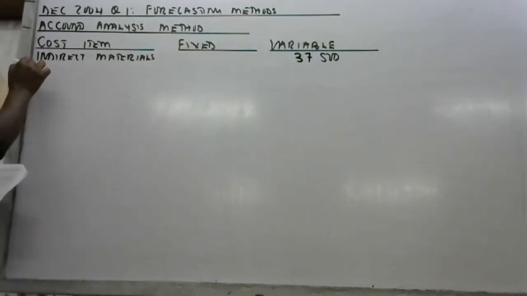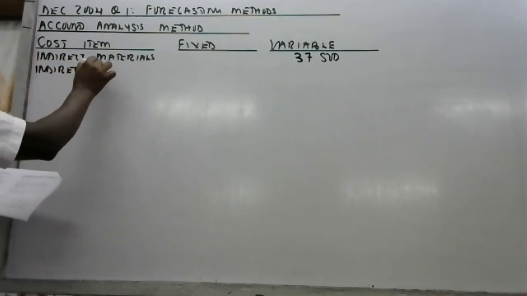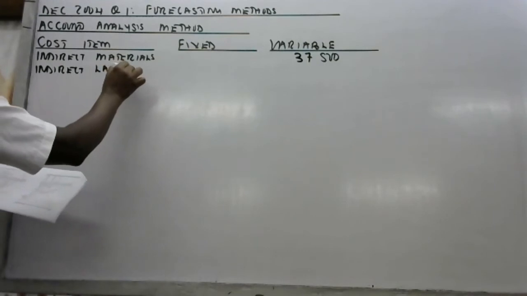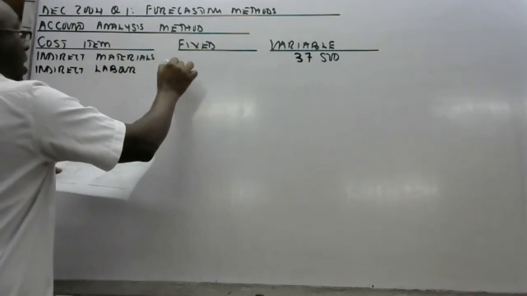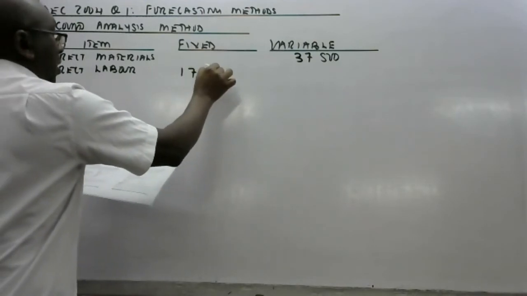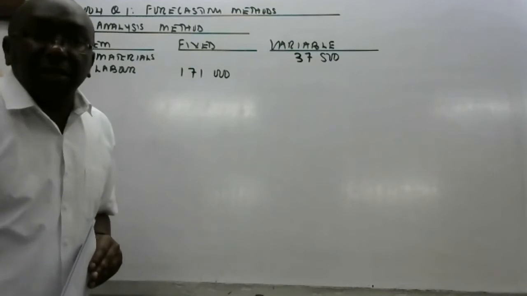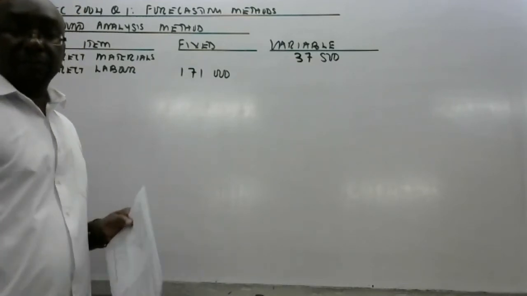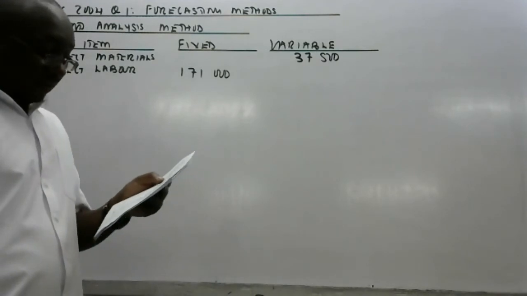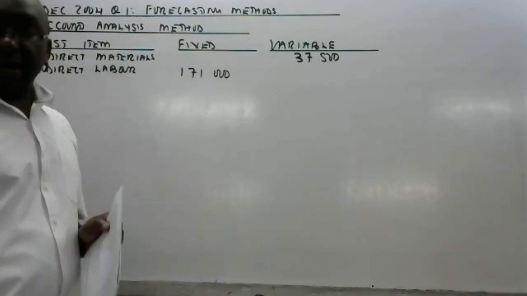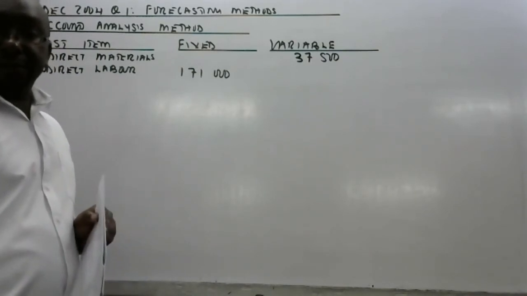Then you go to indirect labor. Indirect labor, the amount that is fixed is 171,000. Subtract 171 from 194,200 and use the balance. Send me the balance quickly.